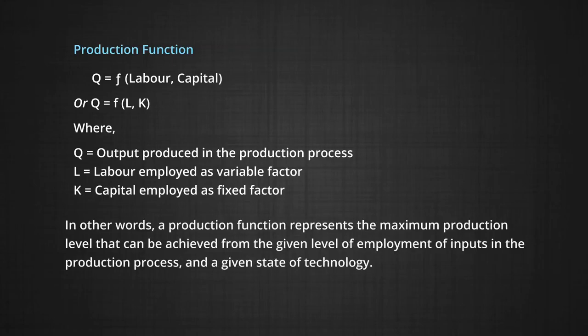A production function represents the maximum production level that can be achieved from a given level of employment of inputs in the production process and at a given level of technology. A firm's output depends upon the labor employed and the capital used in production, given technology. Let us assume a firm wants to increase its output. It can do so only by increasing the inputs it uses.